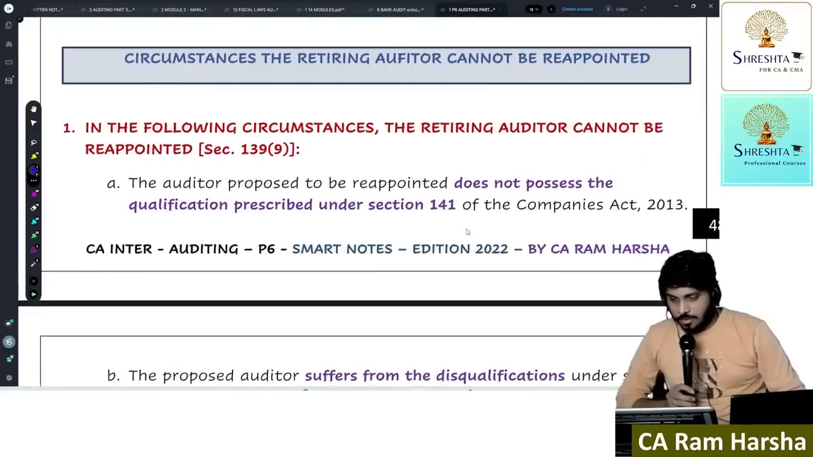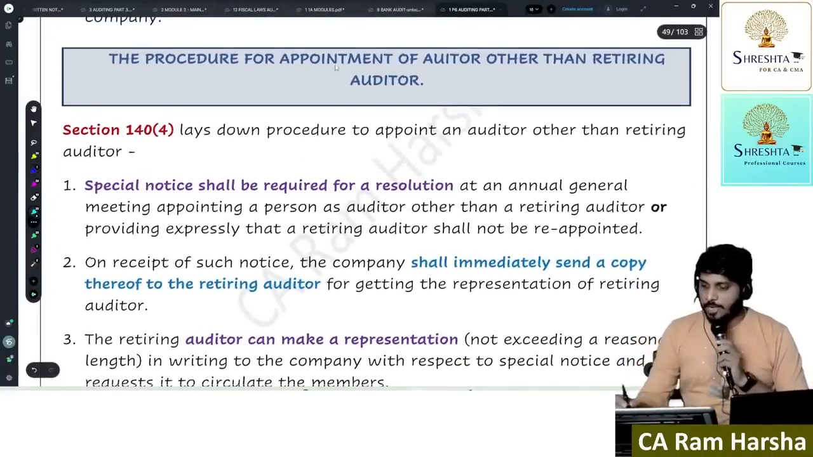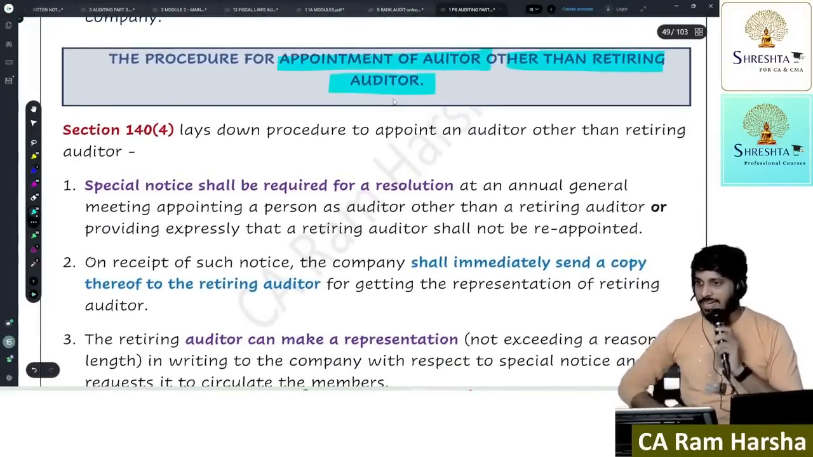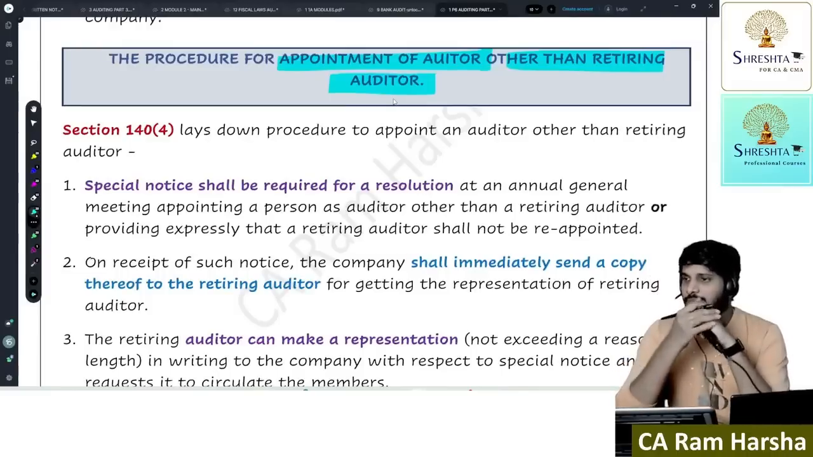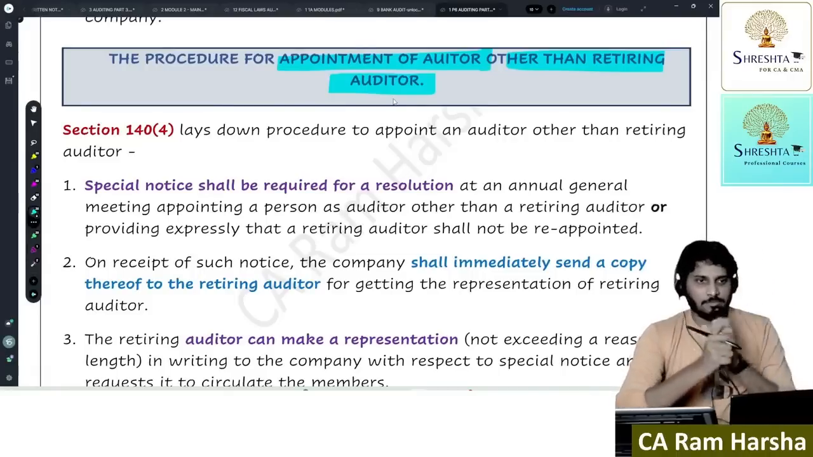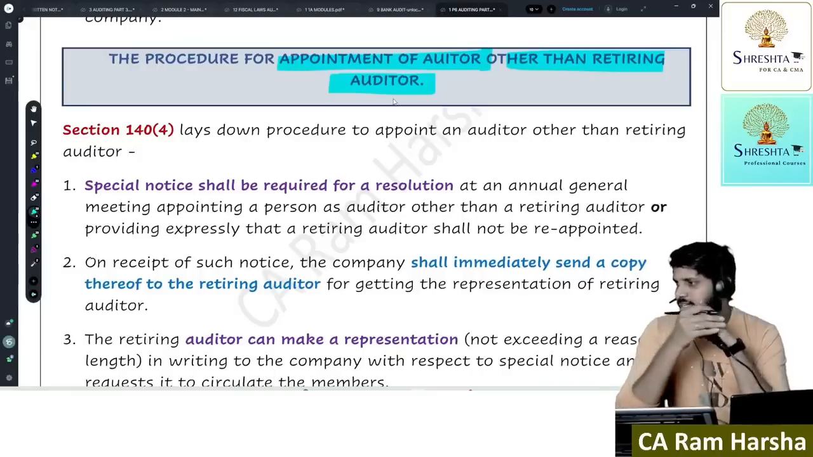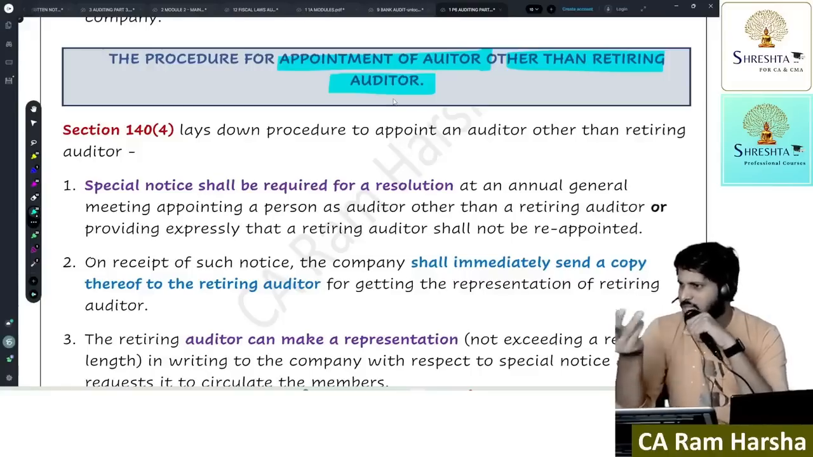So, what is the procedure for appointment of an auditor other than the retiring auditor? Generally, no. Suppose a retiring auditor means what? Suppose we appointed the auditor at the 39th AGM. His appointment is valid up to the 44th AGM. Suppose the company directors decided, okay, let us change auditors. Until the 44th AGM, he will continue.